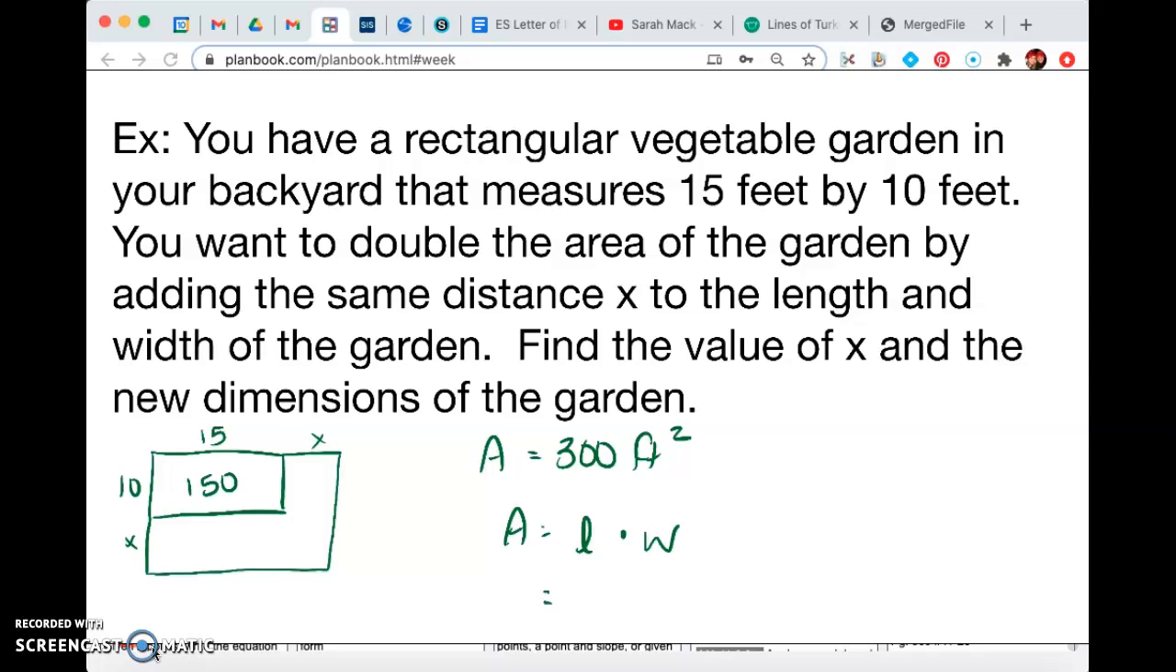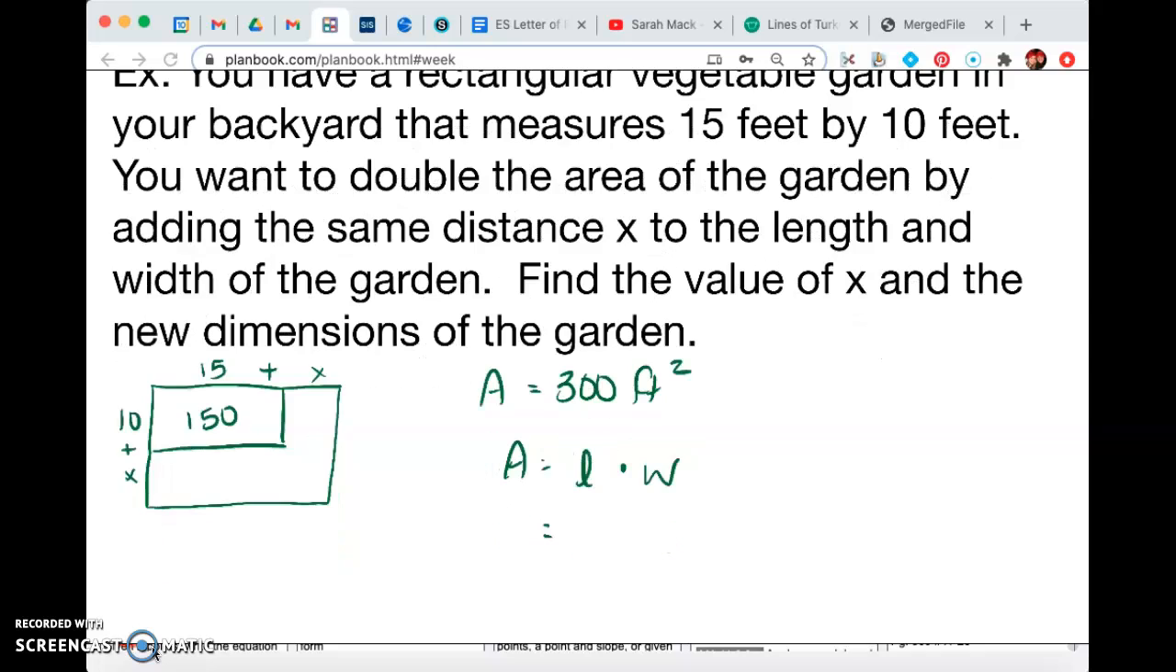Right. So we want to add the two side lengths, so 15 plus x. The width would be the same thing, 10 plus x. And then the area we said was 300, the new one anyways. So now I need to solve this for x. Distribution. Yeah, so distribute it.